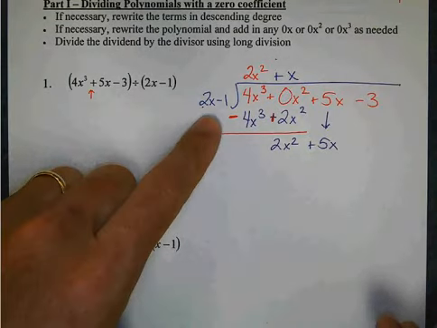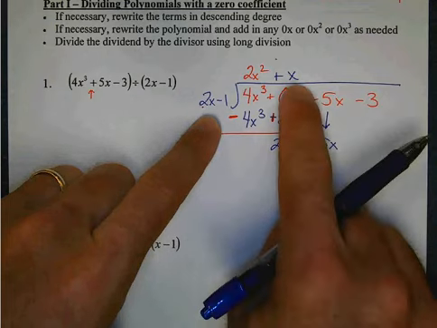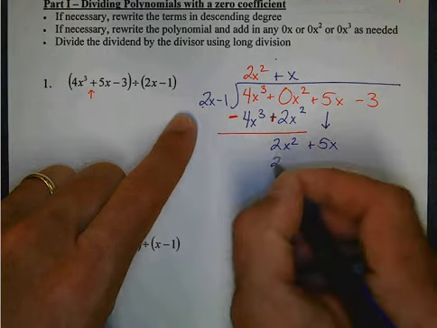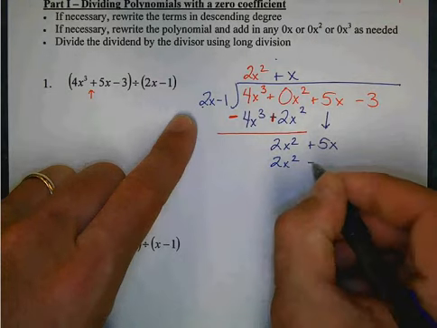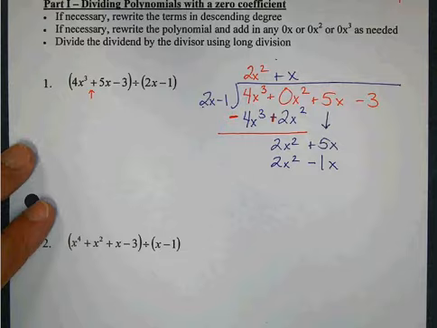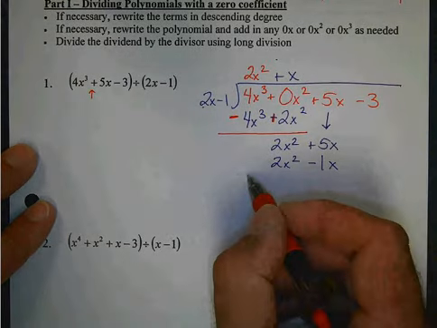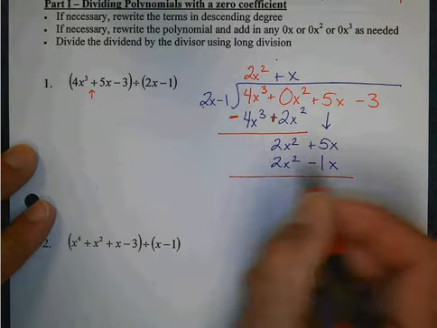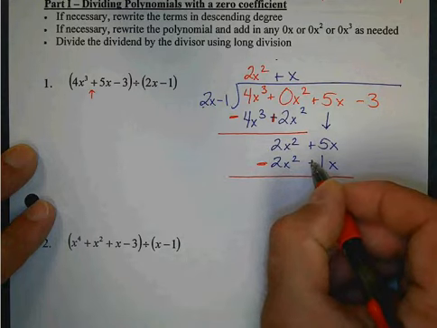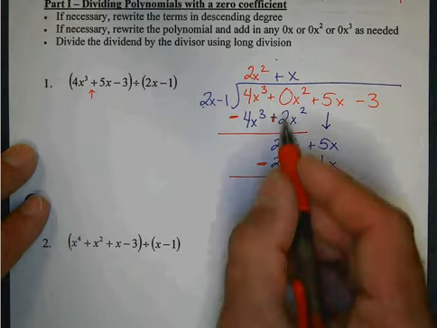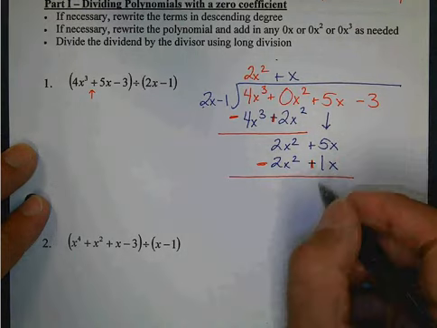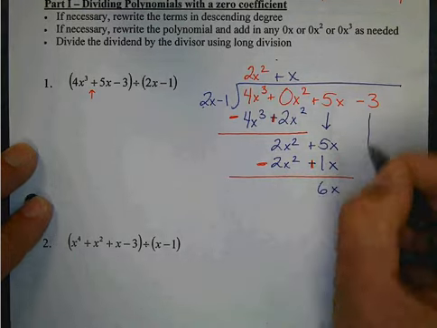All right, distribute for me. Somebody. X times 2x minus 1. 2x squared minus 1x. Go through and do what? Subtract. So that becomes a minus. That becomes a positive. How many x squareds? 0. How many x's? 6. 6x. Bring down the 3.